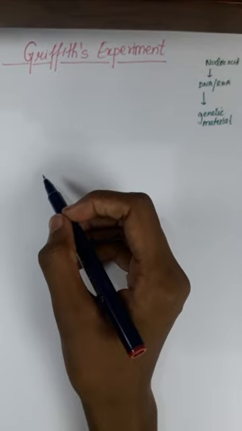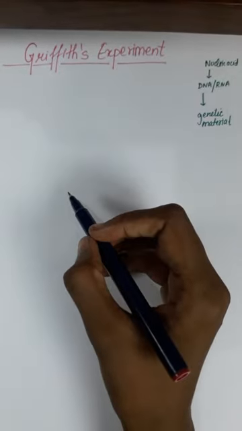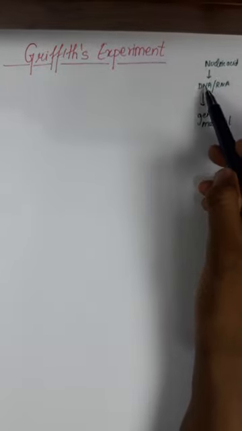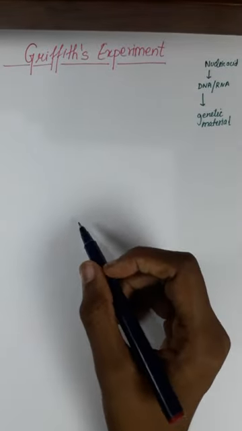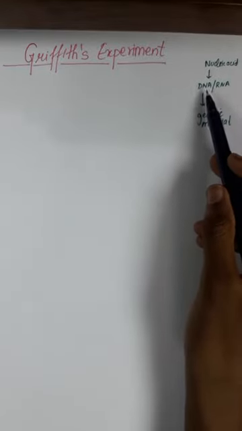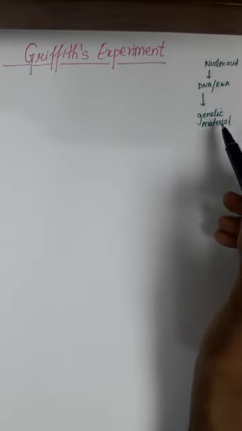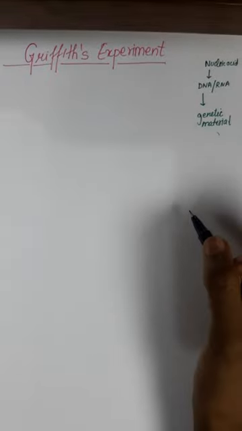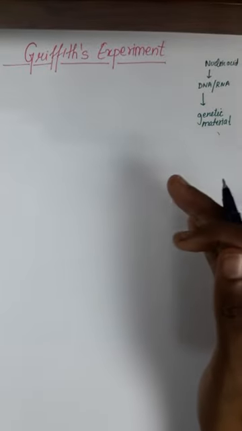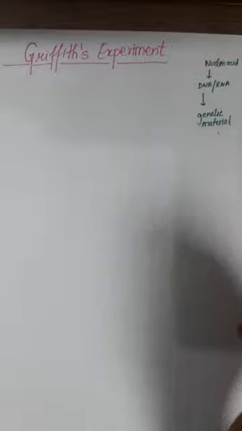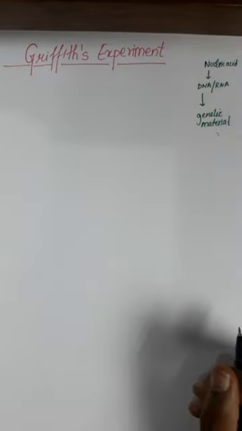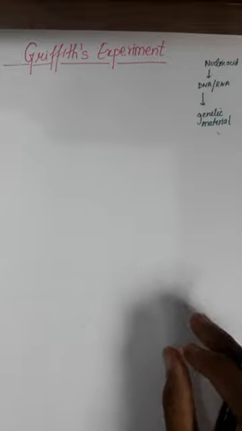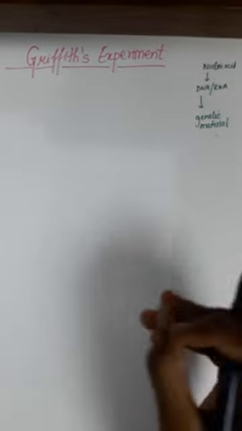There were a number of experiments done to explain DNA as a genetic material. I think you all are aware of what DNA is. DNA is a genetic material used to store information and transfer information from one generation to another generation. For all living organisms, the genetic material is DNA, except a few viruses.